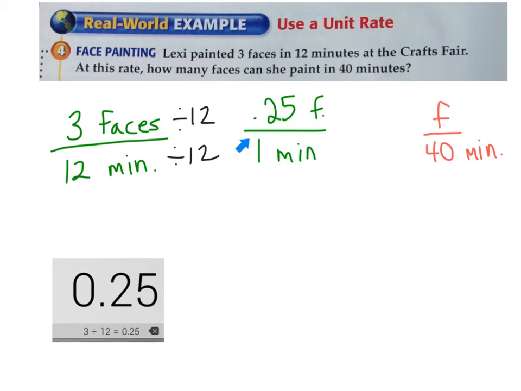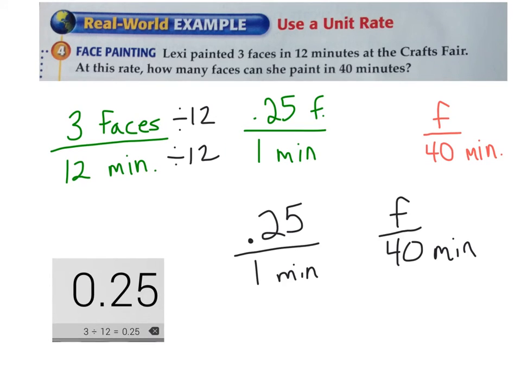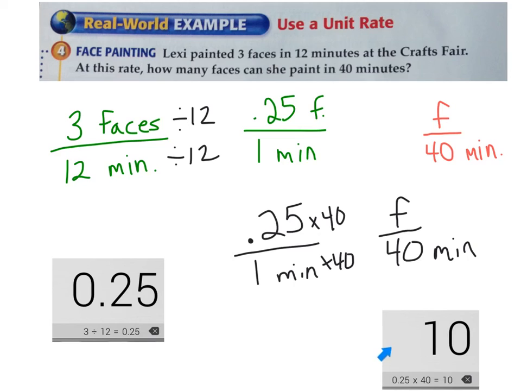And now I have it set up here where I want to go from this ratio right here to this ratio, because I want to find out how many faces in 40 minutes. Well, here's how many faces in 1 minute. So I know when I'm dealing with fractions that I can find an equivalent fraction by multiplying numerator and denominator by the same thing. So let's multiply both these by 40. Because if I do that, now my 1 minute here becomes 40 minutes. And so I'm going to take 0.25 times 40 on my calculator. And when I do that here, we can see I get 10. So my answer is F is 10 faces in 40 minutes.